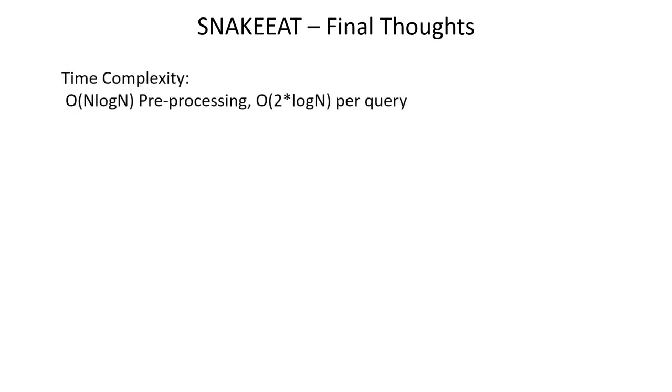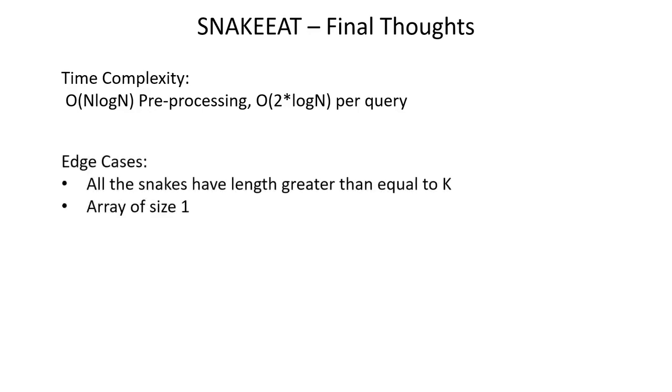These were all the subproblems and we are left with some final thoughts. So the overall time complexity is O of n log n for sorting and O of 2 into log n per query, log of n for each subproblem. Some edge cases one might encounter are: what if all the snakes have length greater than or equal to k? Lower bound would be 0, no second subproblem. Or what if the size of the array is 1? We have no snakes to feed.